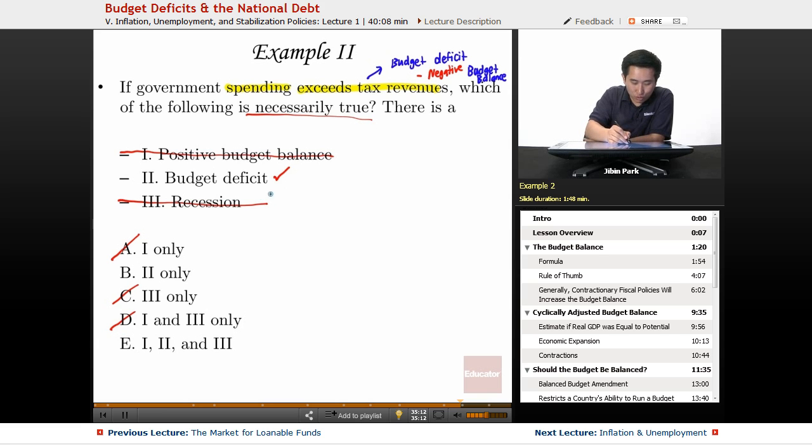So even if this were true, the fact that 2 and 3 is not an option would make it an irrelevant answer choice here, and E is incorrect. So the correct answer would be 2 only, which is a budget deficit.